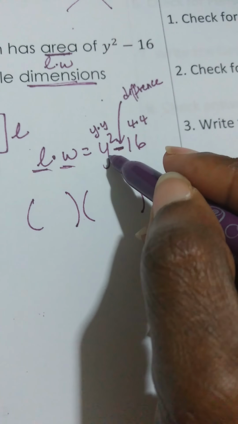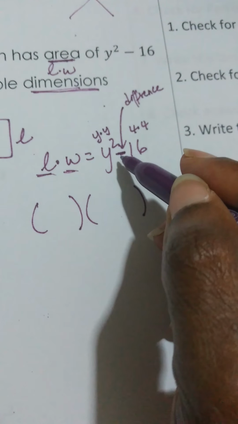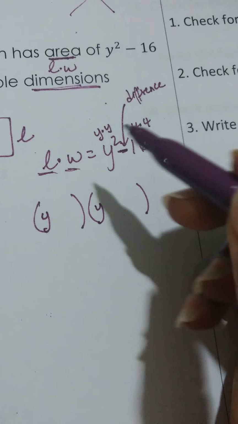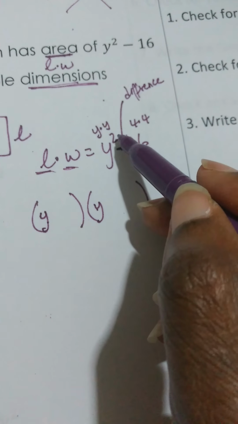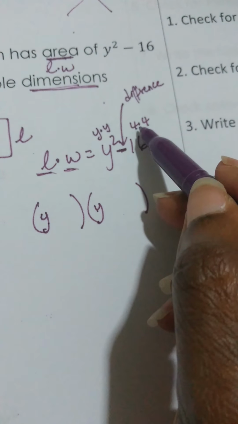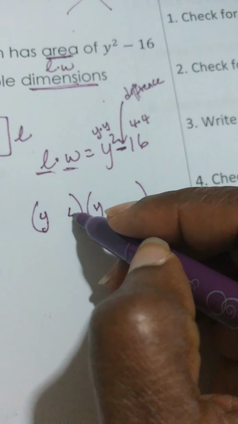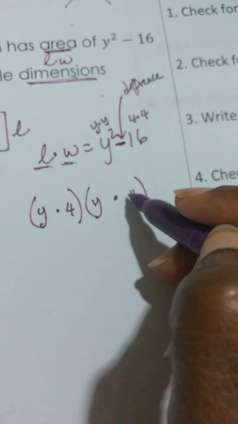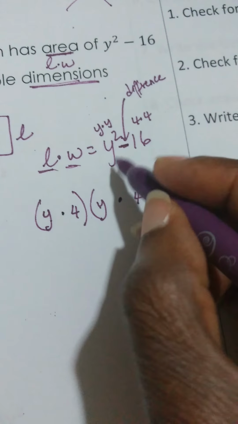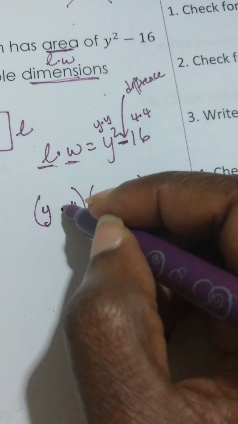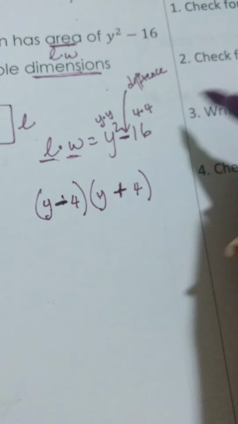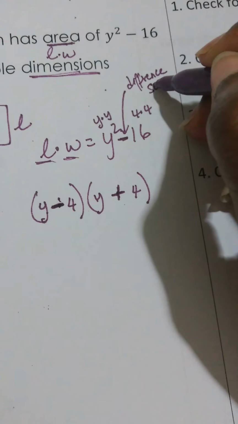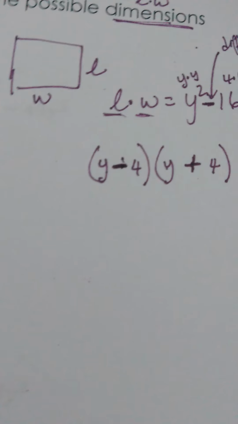I have a square at the front, a square at the back, and I'm subtracting them. All I need is a y here and a y here, because when I multiply them, it will give me y squared. We already figured out that 16 is 4 times 4, so I will have a 4 here and a 4 here. One of these needs to be positive and the other one needs to be negative. Why? Because it's a difference of squares.